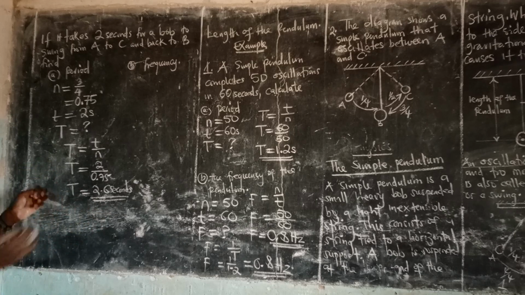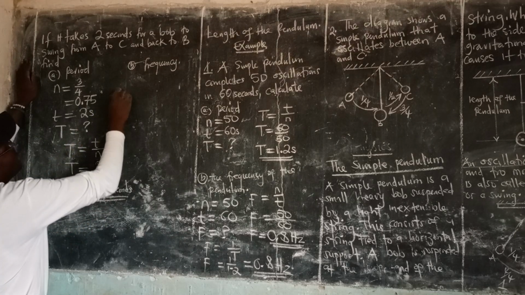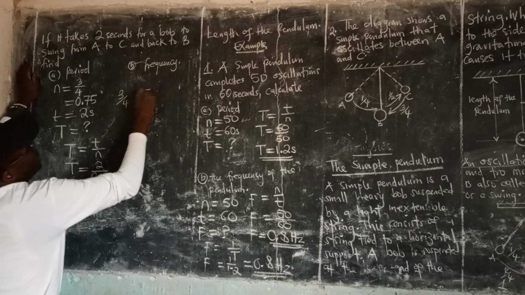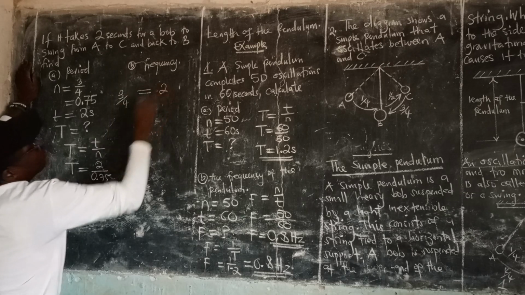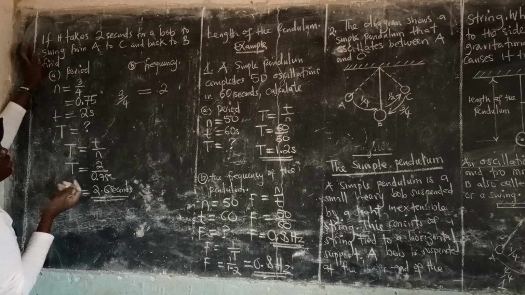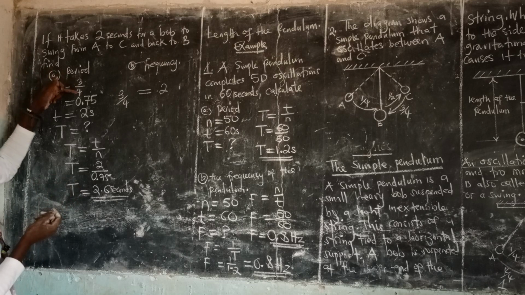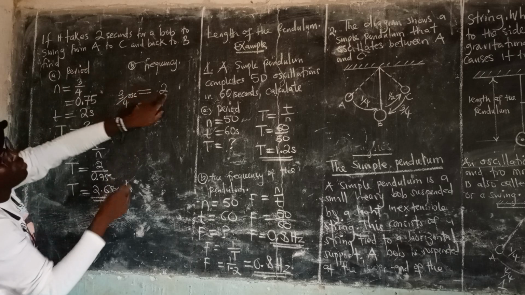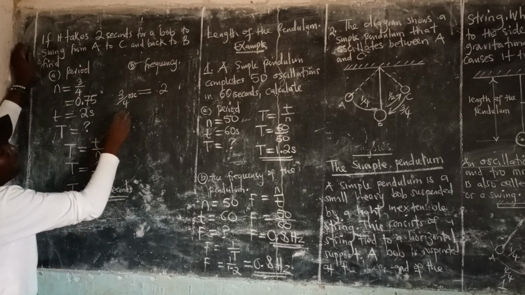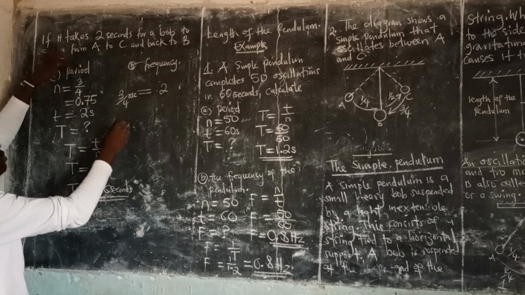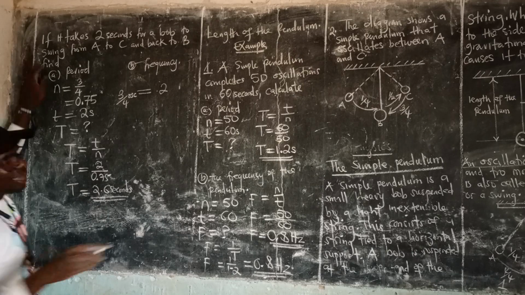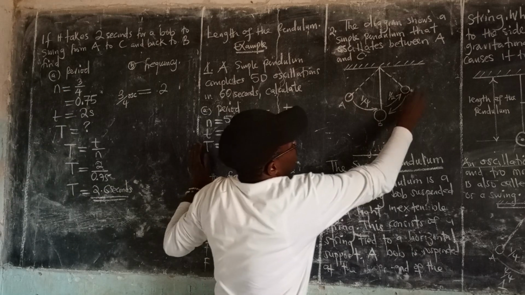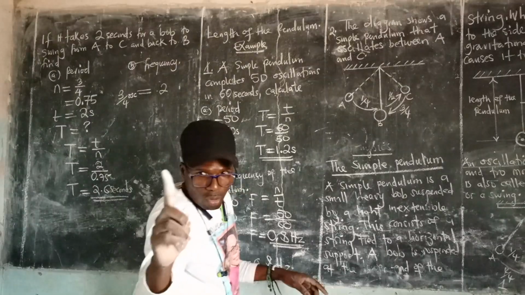3 over 4 is equivalent to what? 3 over 4 oscillation is equivalent to how many seconds? 2. What about what? We're looking for what? Period. Period is what number? 1. From A to C back to A, it's 1 complete oscillation.